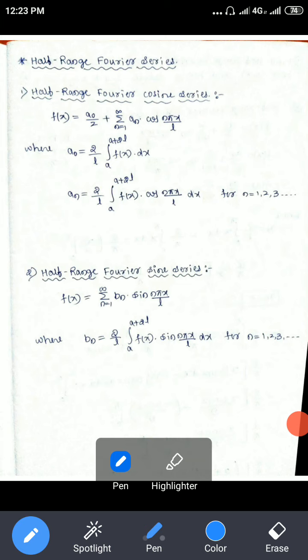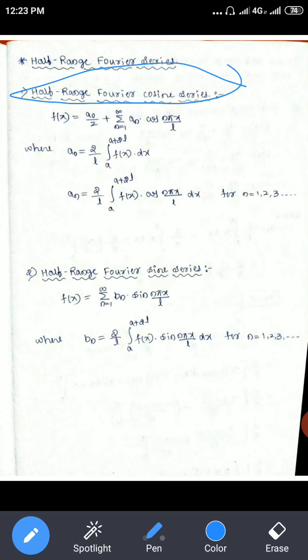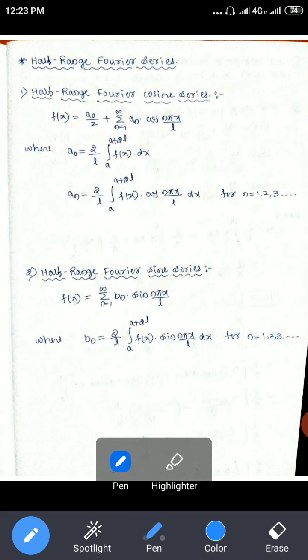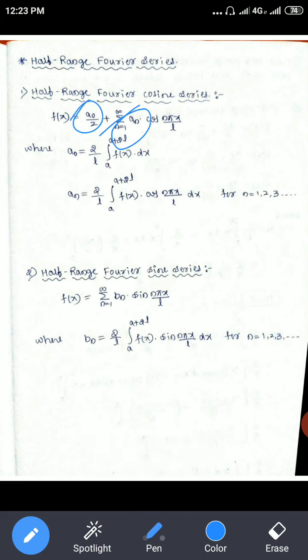Half range Fourier cosine series. Cosine series in the sense you have to write only this much, that is f of x is equal to a naught by 2 plus summation of an cos n pi x divided by l, where n is ranging from 1 to infinity. And here, from this a naught and an, see the formula.